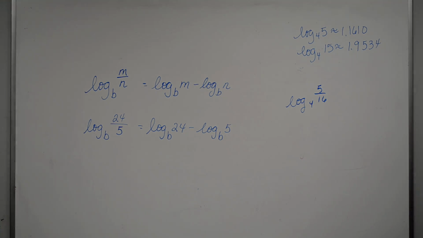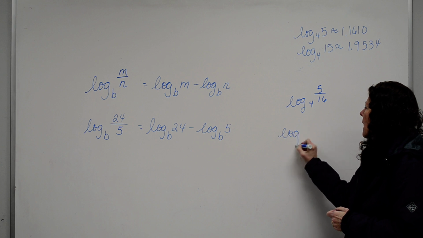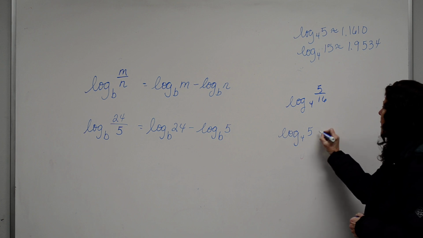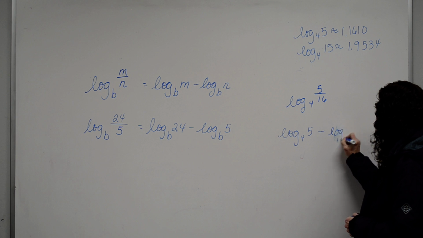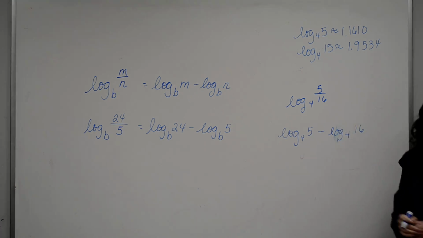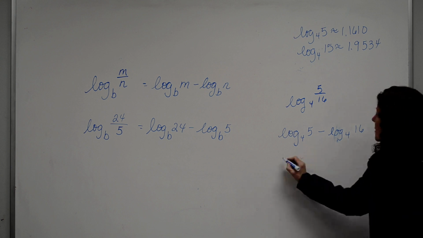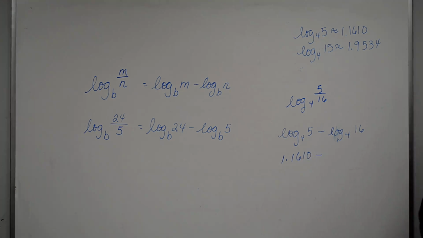So I've got that. Okay, well, I've only got the 5 up there. So now I go, okay, can I use multiplication? Can I use division? What am I going to use? Well, let's go ahead and write it as our subtraction problem. So the log of base 4 of 5, which I have a value for, minus the log of base 4 of 16. What am I going to do with 16? I know this part. This is 1.1610 minus. What am I going to do?